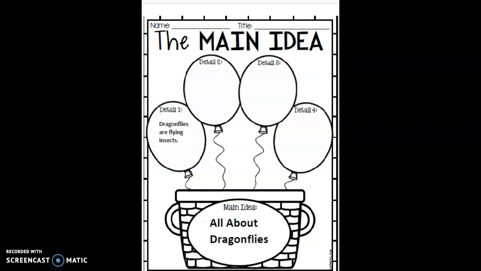So my friends, today and every day, I want you to remember when reading informational text, I want you to think what the main topic is and then think about the details in the book and how those details are connected back to the main topic.